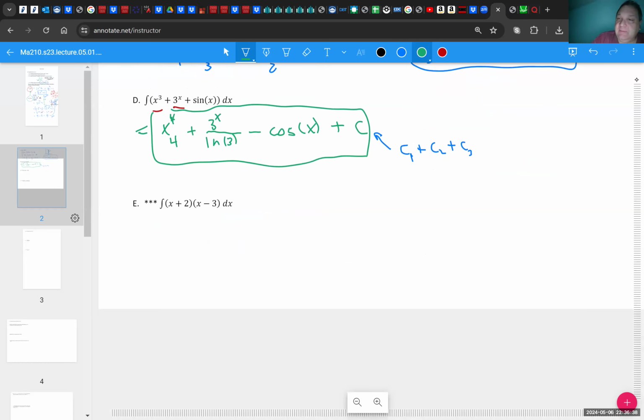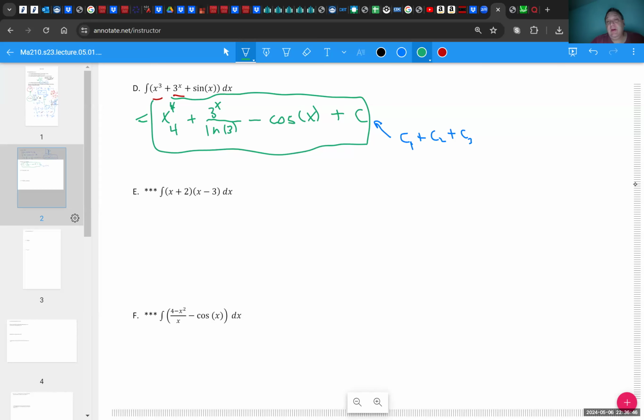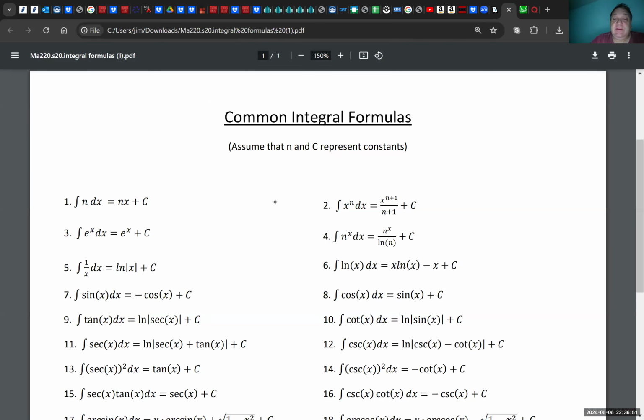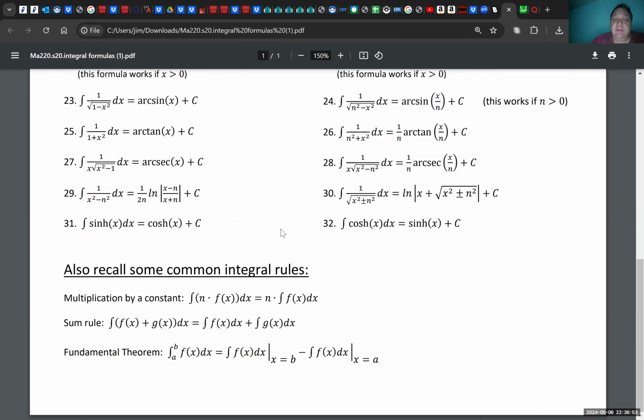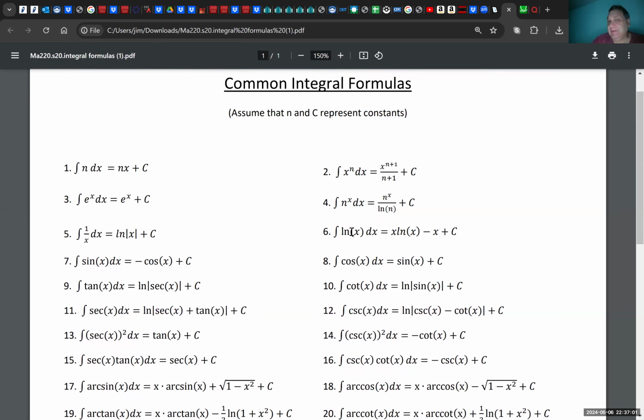All right. So next question, we have a product of two things, x plus 2, x minus 3. There is no product rule for anti-differentiation for integrals. You can look through this list and you will not find a product rule. There's something you're going to learn in Calc 2 called integration by parts. It's not really a product rule. It's an algebraic simplification of a product of two functions. It's a pretty advanced algebraic technique. That's as close as we come. There is no product rule.